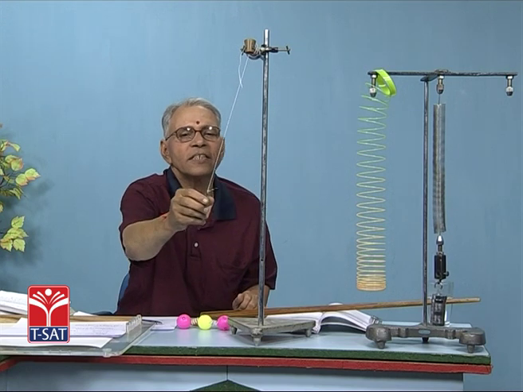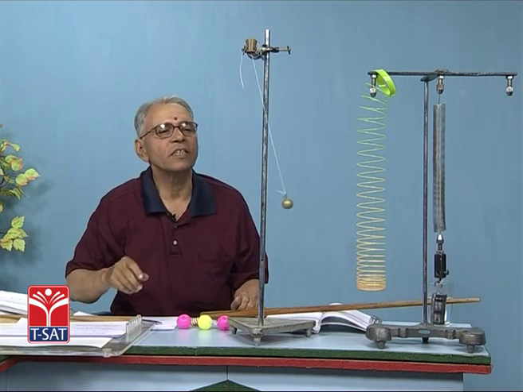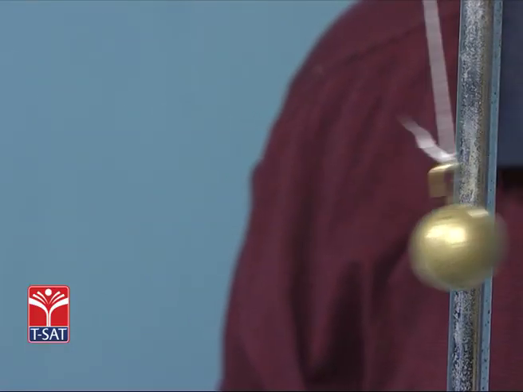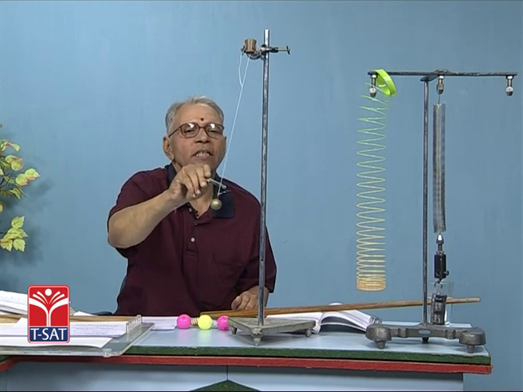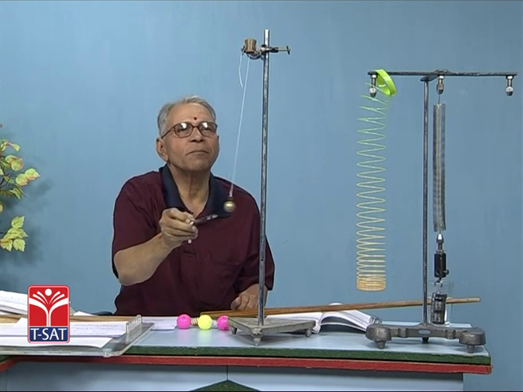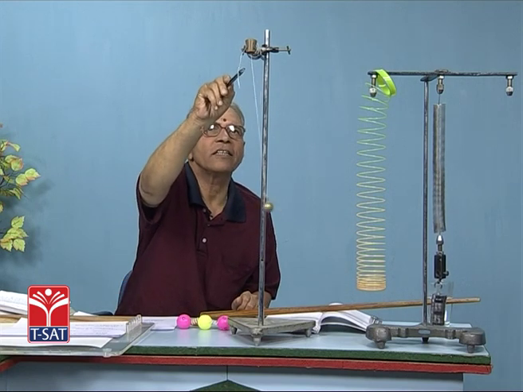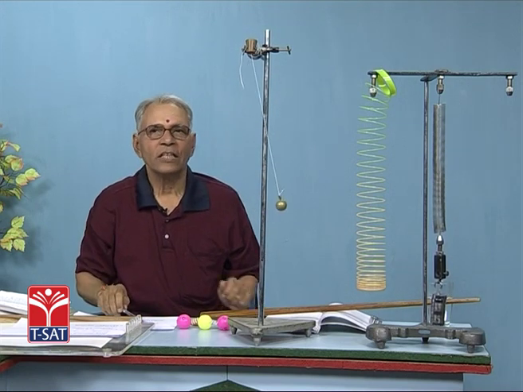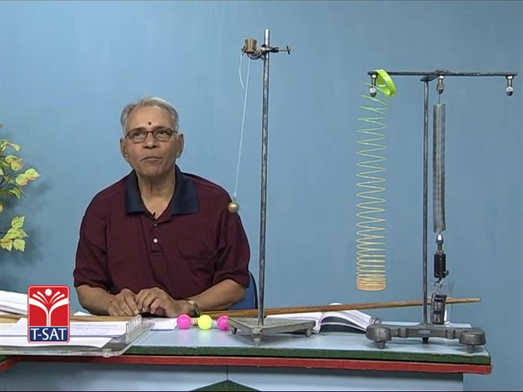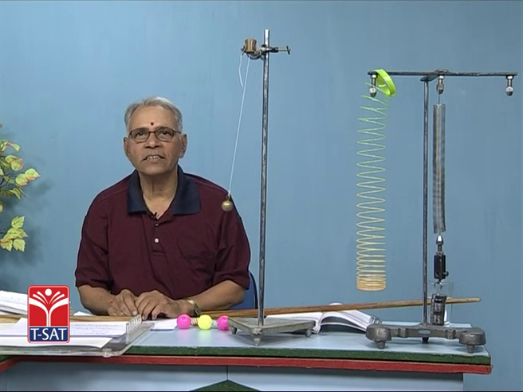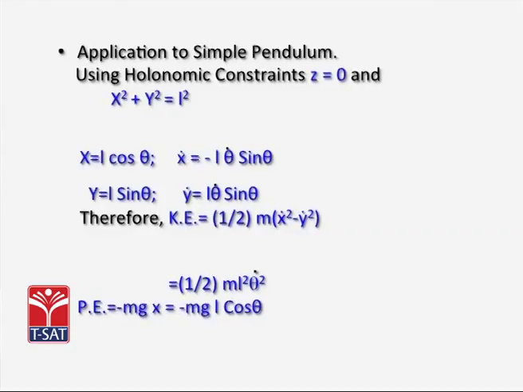One of the applications of Lagrange's equations of motion is the simple pendulum. Here, L is taken to be the length of the thread of the simple pendulum. This is the pendulum bob. It makes an angle theta at the vertex. While it oscillates in the x and y plane, the z axis does not have any coordinates. So, using holonomic constraints, z is equal to 0 and x square plus y square is equal to L square.